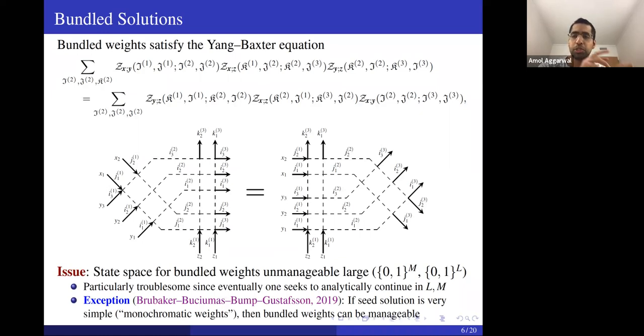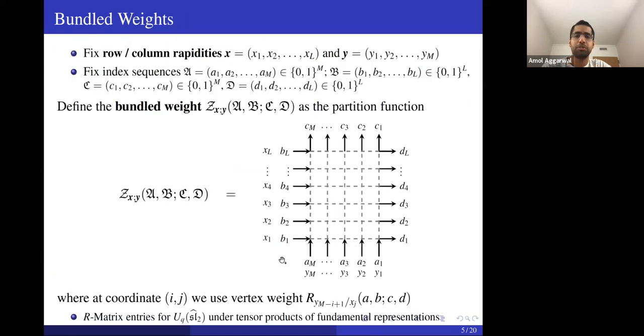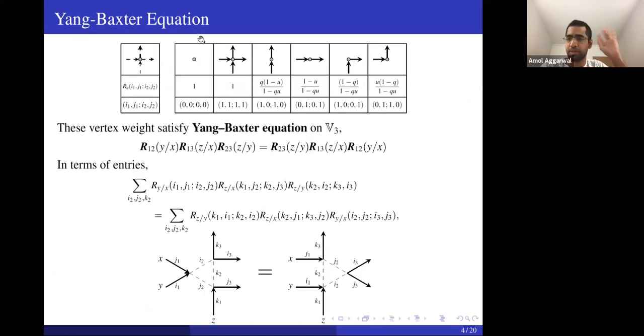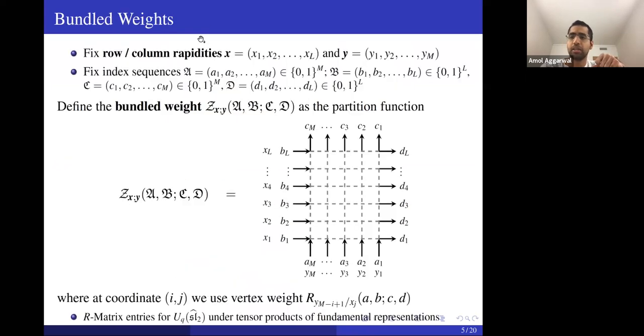If the seed solution is very simple, even simpler than the ones I just wrote down, what they call monochromatic weights, then the bundle weights can be fairly manageable, and that's actually what they use to construct their Iwahori-Whittaker functions and their metaplectic Whittaker functions. But by and large, even if I go to say these weights over here, the state space is going to be a total disaster.